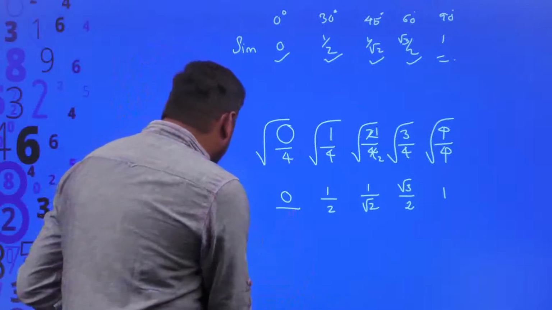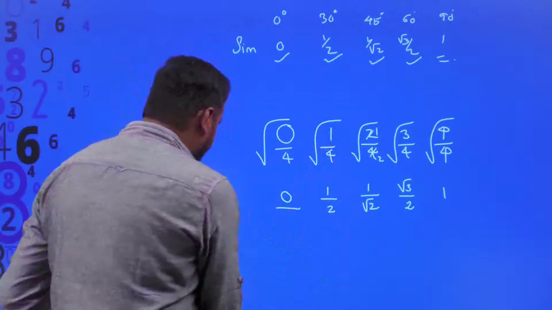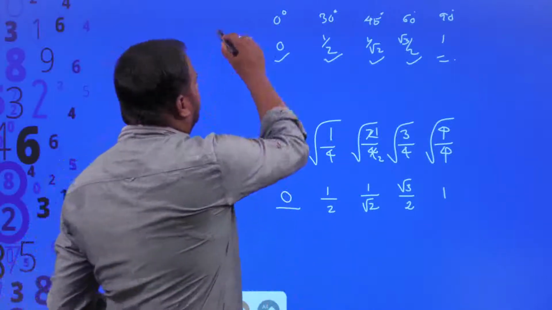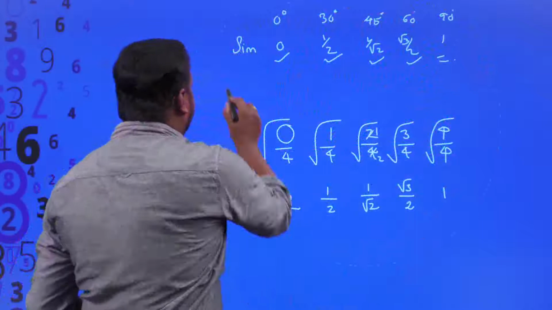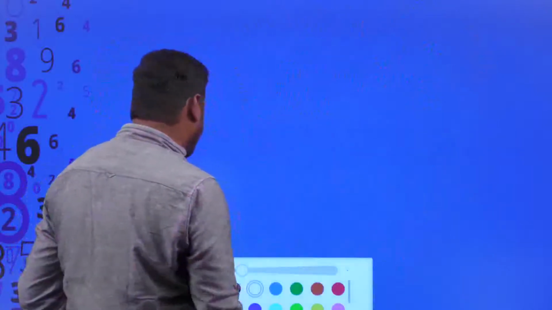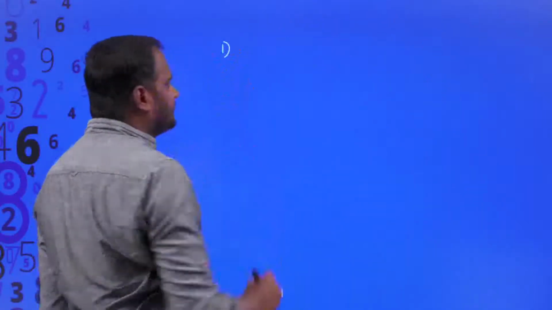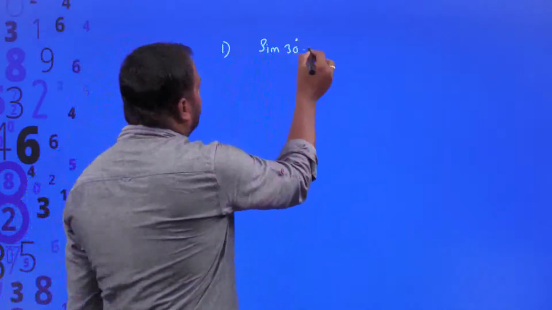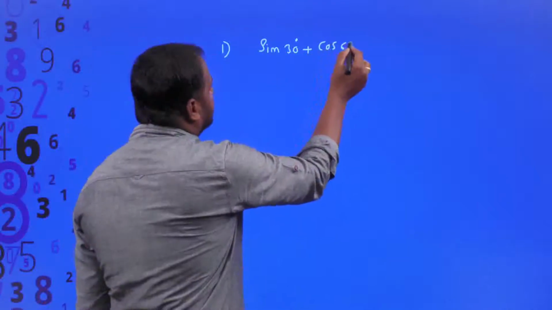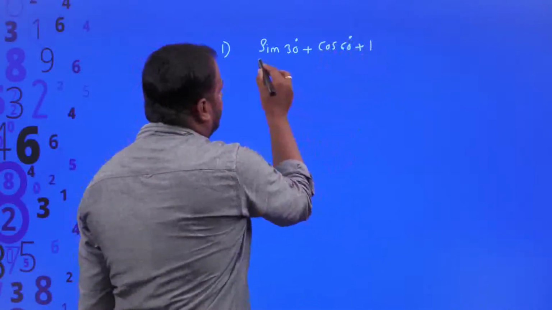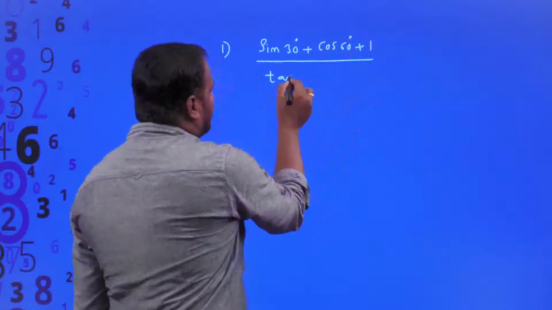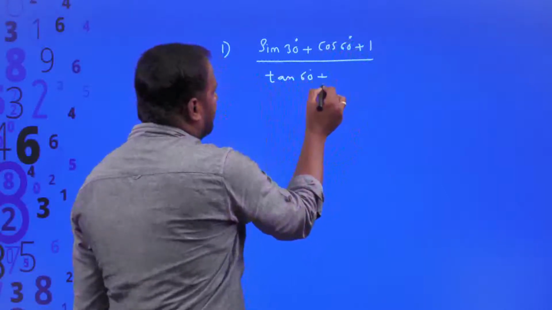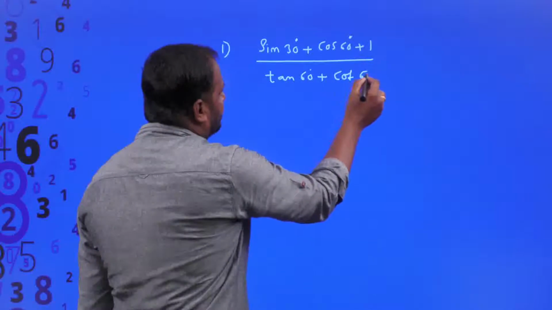So coming to the next concept, of course you can easily figure out these values, and we'll have a small discussion by taking some particular examples. For example, find the value of sin 30 degrees plus cos 60 degrees plus 1 divided by tan 60 degrees plus cot 60 degrees.